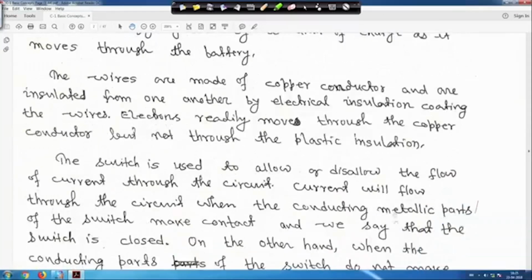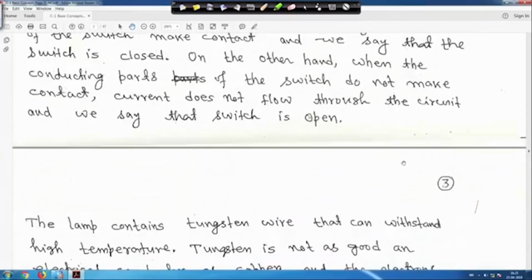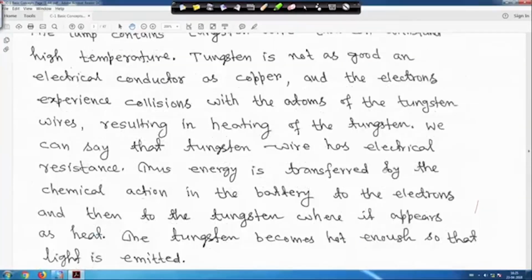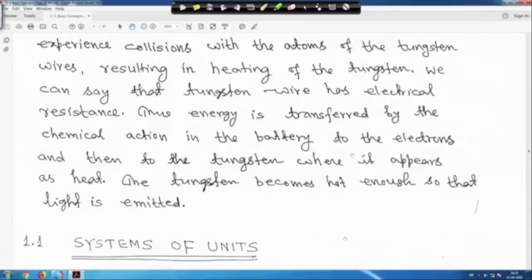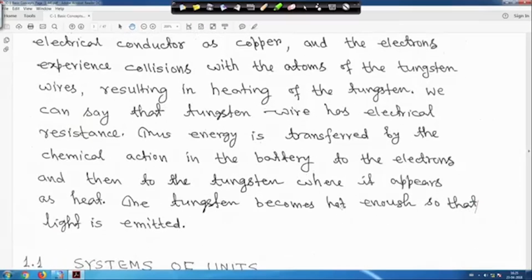So, this is your bulb. The ratings are 40 watt, and later we will see 60 watt or 100 watt. Therefore, the energy is transferred by the chemical action in the battery. The battery has a chemical action. So, that energy is transferred in the electrons and then to the tungsten, where it appears as heat. So, tungsten becomes hot enough so that light is emitted.